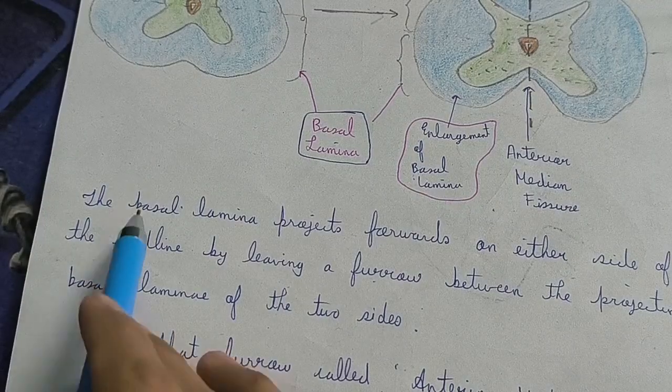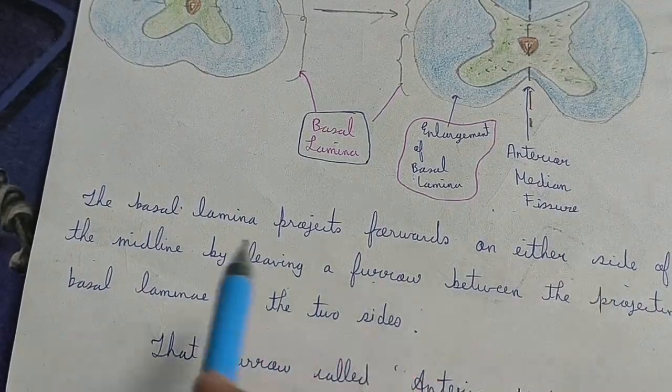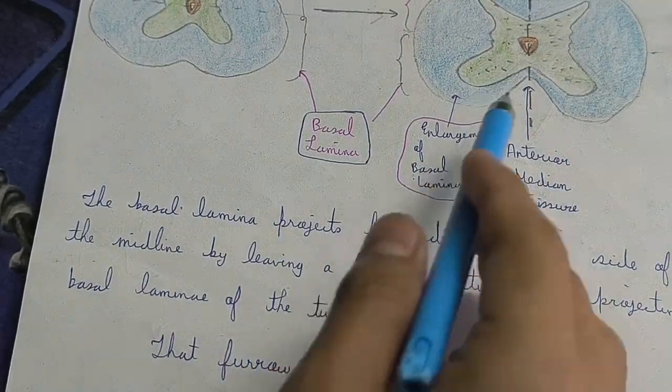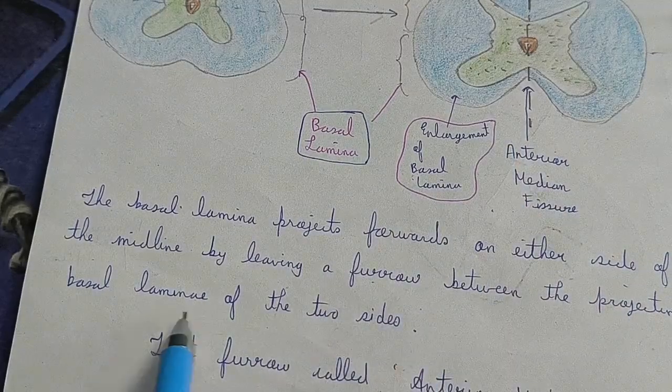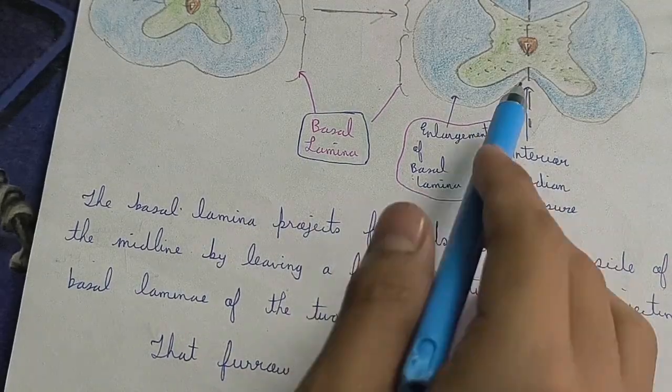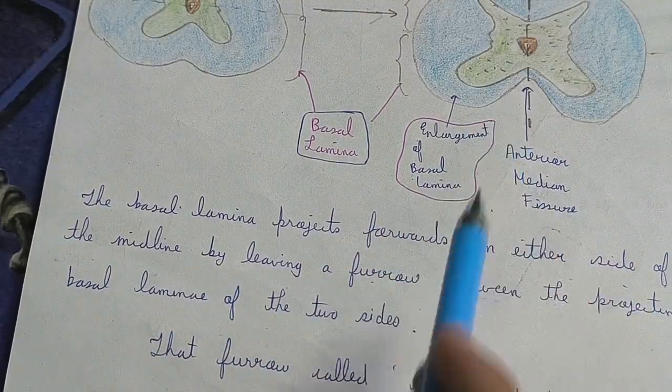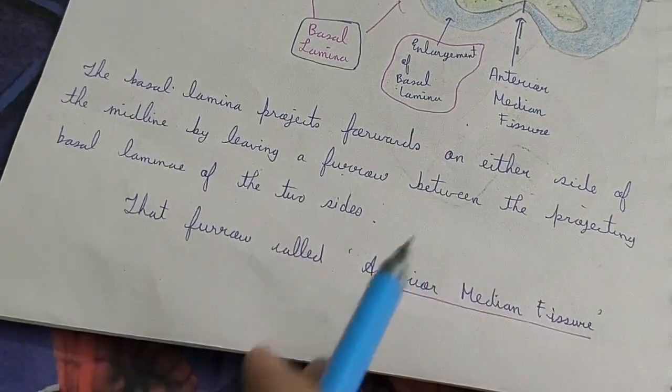So therefore I have written that the basal lamina projects forward on either side of the midline, leaving a furrow between the two projecting parts of the basal lamina. As a result, a furrow is made, and that furrow is known as the anterior median fissure.